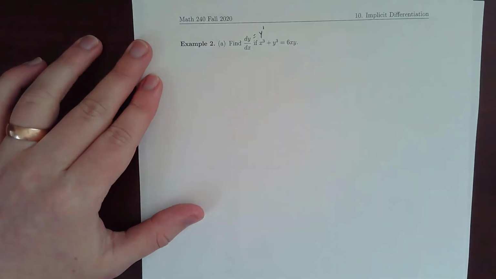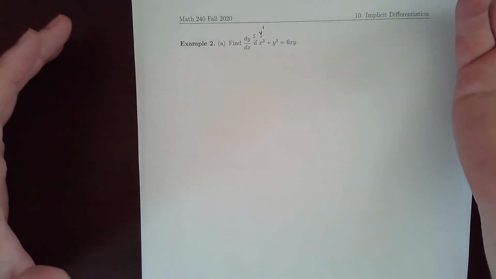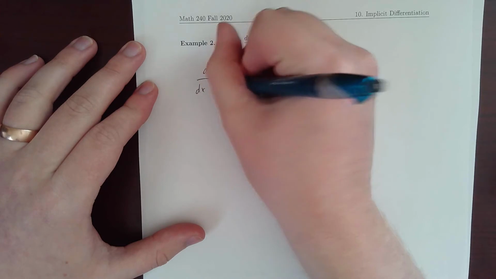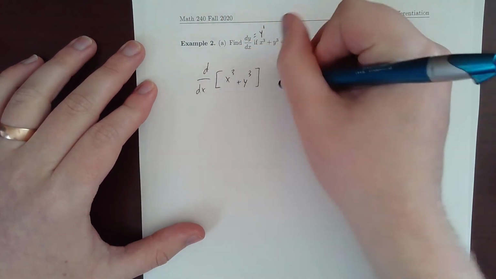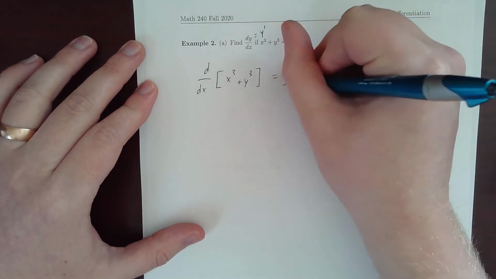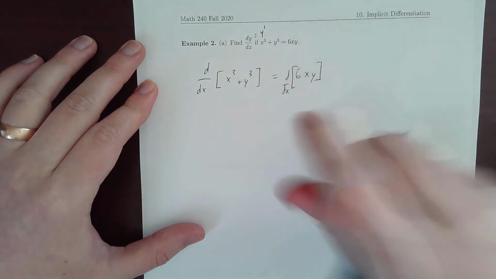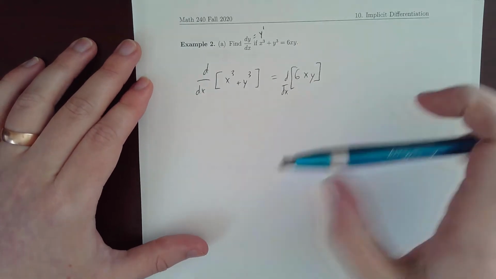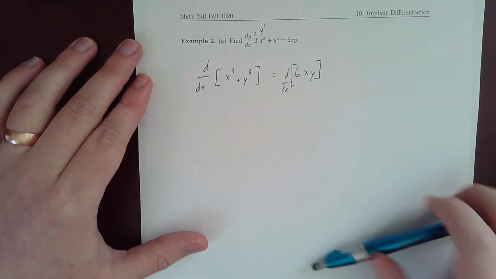So if we're doing this, remember it can be useful to think of these y's as being f of x's. So we're taking the derivative with respect to x on both sides of x cubed plus y cubed and setting that equal to the derivative with respect to x of 6xy. Now note that x and y here, since they're both functions of some kind, this is actually going to require a product rule.